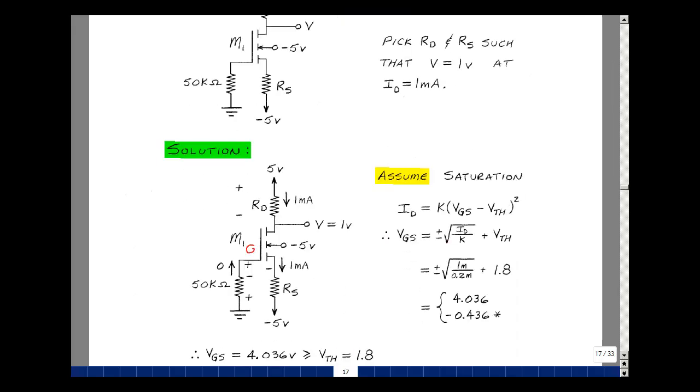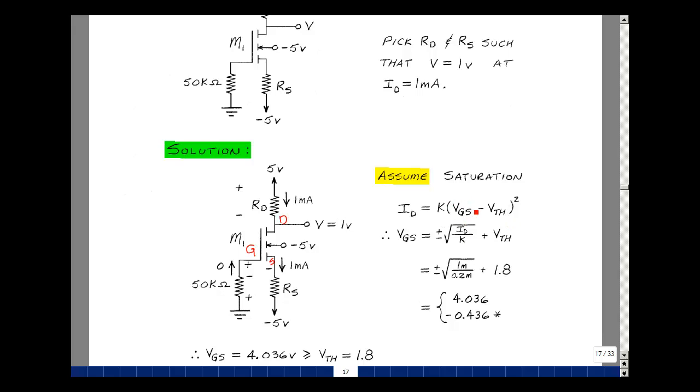Here's my gate, source, and drain. Let's label the things that we know. We're saying that this voltage needs to be 1 volt when this current is 1 milliamp, and of course that's the same current here because nothing comes into the gate. If we're assuming saturation, this is our saturation equation for biasing.